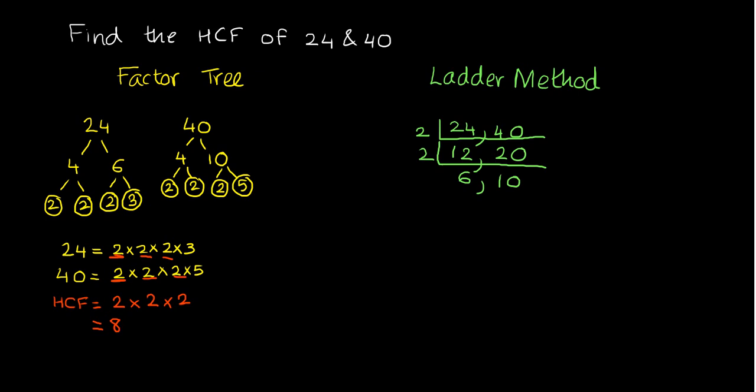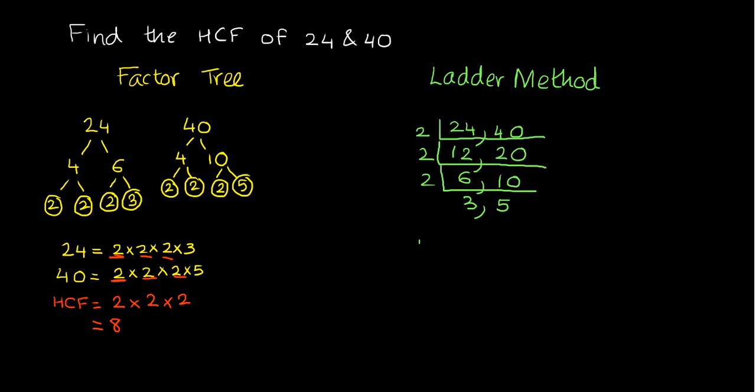And then I've got 6 and 10, both even numbers. I'm going to divide it by 2 again. That's going to give me 3 and 5. I'm going to ask myself that question again: what prime numbers can divide 3 and 5 together at the same time? And there are no prime numbers that can divide both 3 and 5 at the same time. So that's it. I'm going to stop there.